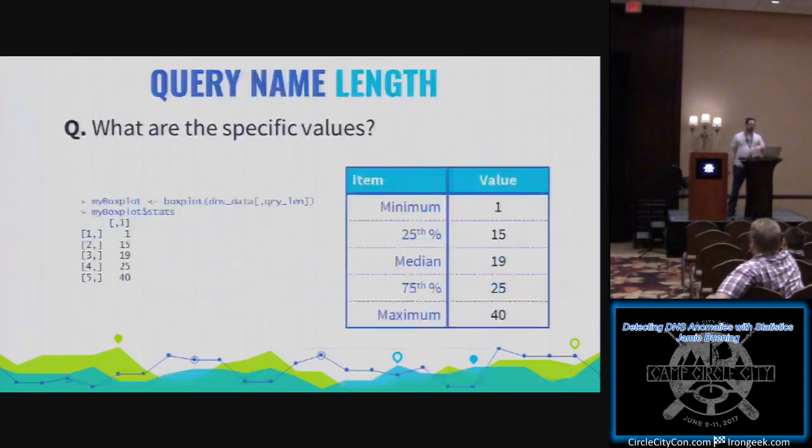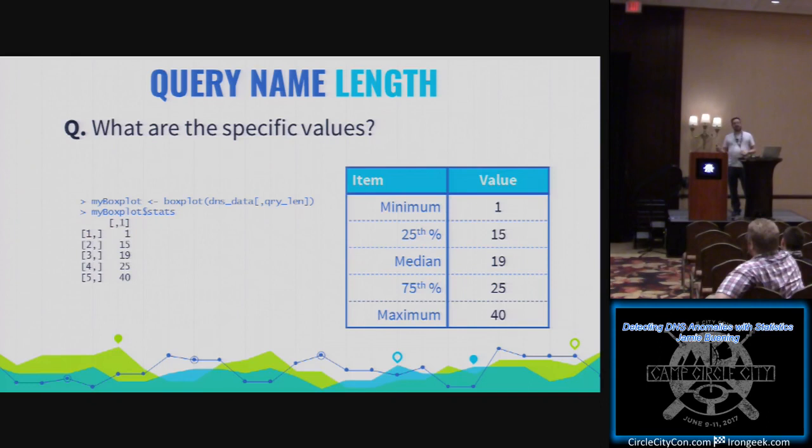So we've done this box plot and visualized it, seen what it looks like. And then we can go in and pull those points out. So where we have the whiskers on the top of the box, bottom of the box, we can get those actual values. I assigned that same code snippet to a variable, made an object out of it called myBoxPlot. And then we can grab the $stats out of it. And there's these five values, and I've labeled them over on the right. The minimum was one, so we have queries that were just one character. The 25th percentile ran right at 15 characters. The median is 19, 75th is 25, and then the maximum is 40.